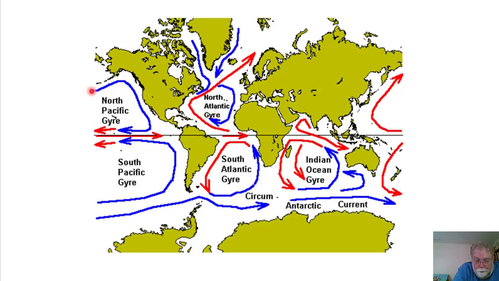If we look here, once again, this is an overly simplified diagram, but we understand why the water off the coast of California is cold, while the water off the east coast of the U.S. is not nearly that bad, right?